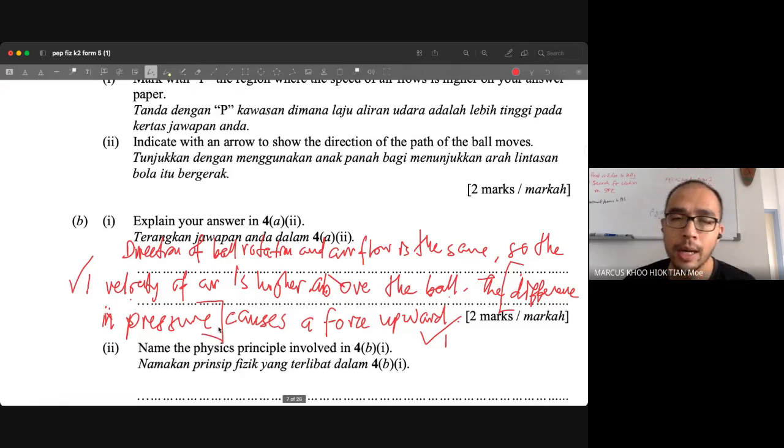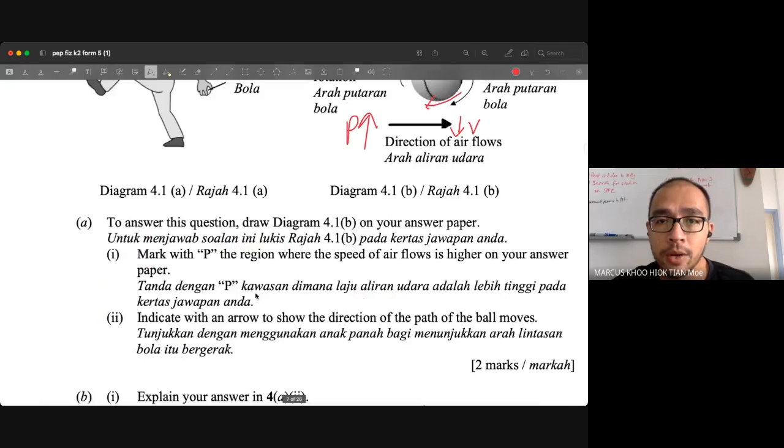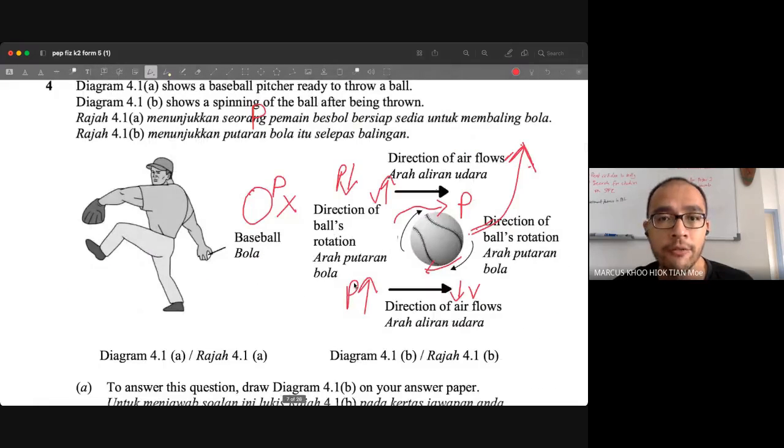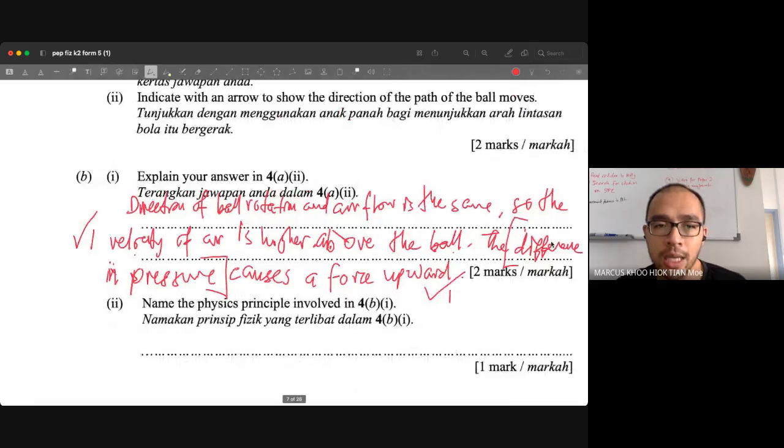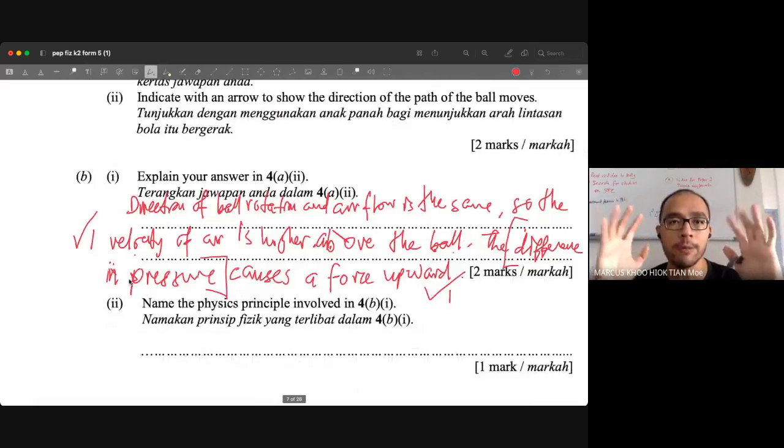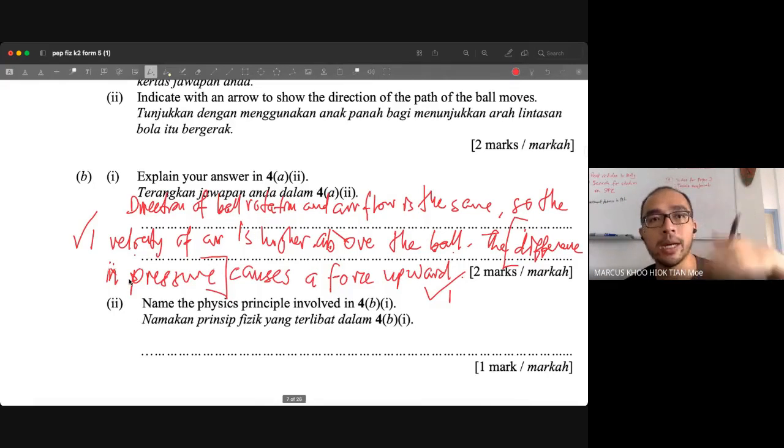Okay, kenapa the ball goes up? Why does the ball go up? Because of this difference in pressure. The difference in pressure creates a force, okay, yang bergerak ke arah atas. Ini sangat penting. Of all the words in Bernoulli's principle, the key word is this, the difference of pressure. Difference of pressure causes a force, sama ada ke atas atau ke bawah. Perbezaan tekanan menyebabkan daya. The difference in pressure causes a force, either going up or going down.